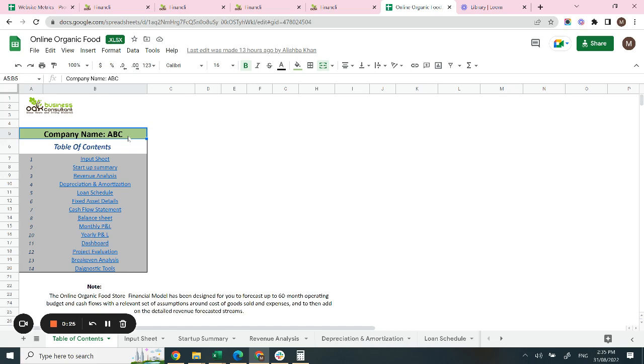The Org Business Consultant provides a financial model for your business to fulfill your business and financial needs. It contains financial statements, including profit and loss on a monthly and yearly basis, balance sheet, cash flow statement, along with some relevant information which allows the business to get a deeper analysis of your financial model.